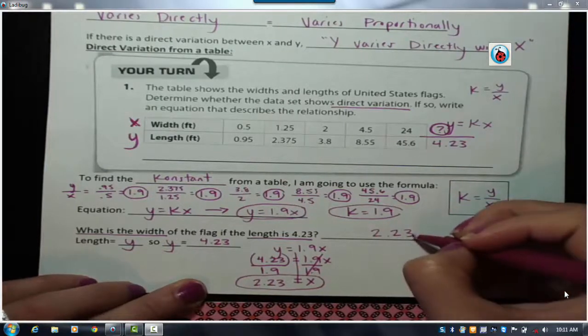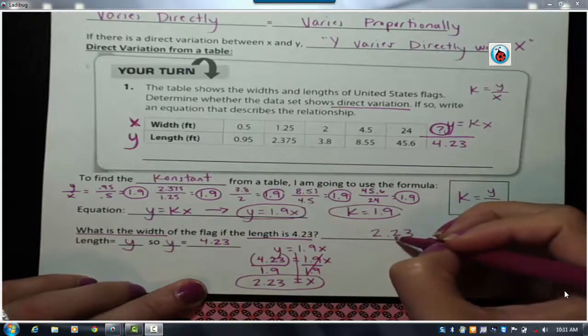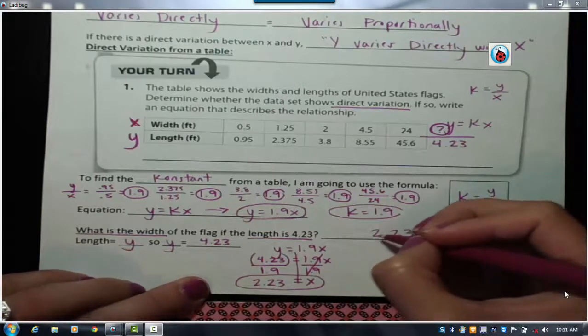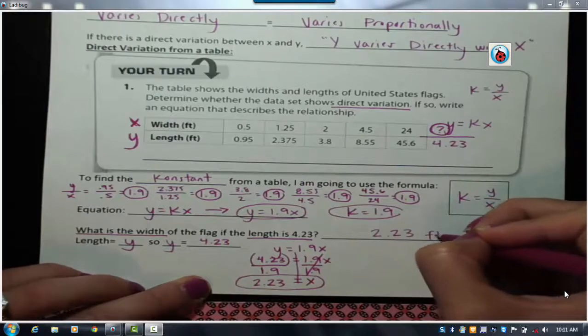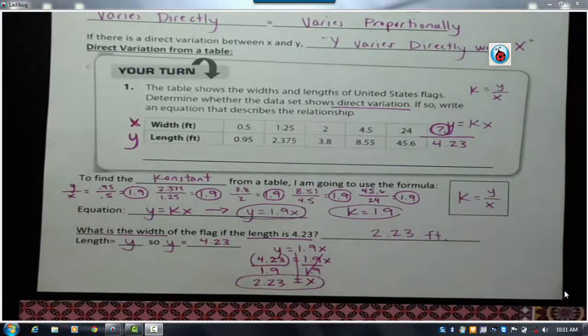Okay, and if I go back even more, remember that's what I'm solving for x. So the width is 2.23 feet. So that's extending on what we already know from our table. Okay, but that's a type of question that STAR may ask.